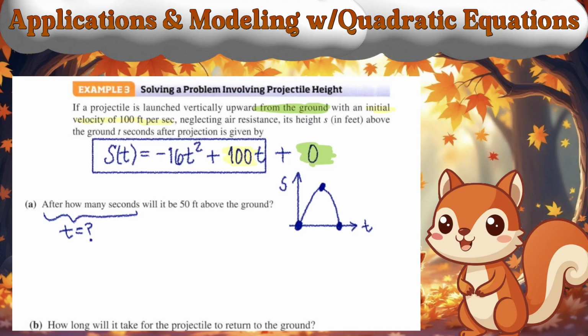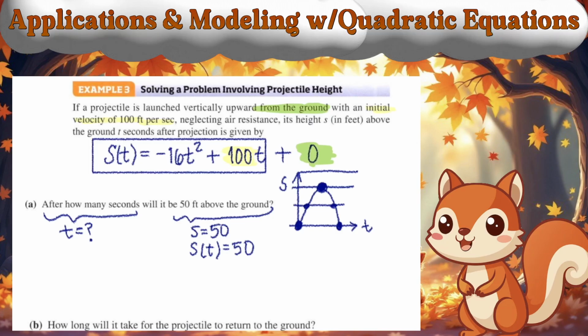Now, it's possible it's 50 feet above the ground twice. It's possible it's 50 feet above the ground once if that was the maximum height. And it's possible it's never 50 feet above the ground because the highest height it gets to is 49 feet, 38 feet, whatever. So we need to figure that out. So we're going to be solving for time. And I know that 50 feet above the ground, that means either if it's set up the way the book set it up, S is equal to 50, or in the case of how I wrote it, S of t equals 50. Either way, the position or the height is 50, and we're going to solve for time.